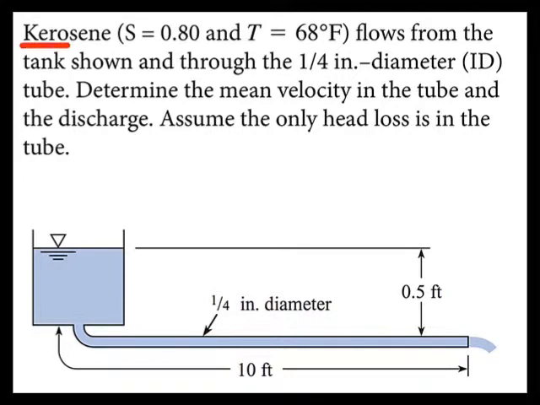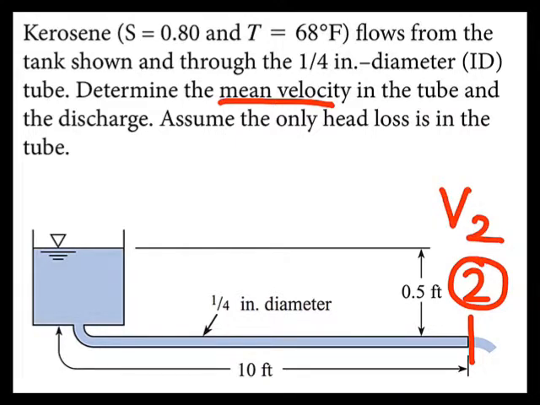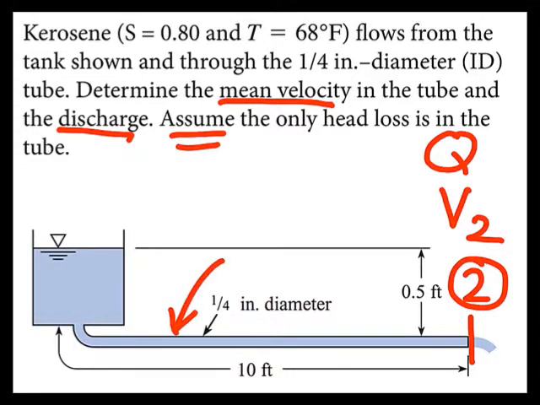I'll begin by interpreting the problem statement. We have kerosene flowing through a 1/4 inch diameter tube. Goal 1 is the mean velocity in the tube. So if we call this section 2, our first goal is V2, which is the mean velocity anywhere in the tube. And then we're looking for the discharge. And we're told to assume that the only head loss is in the tube itself.